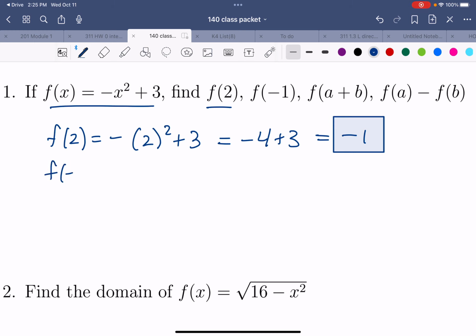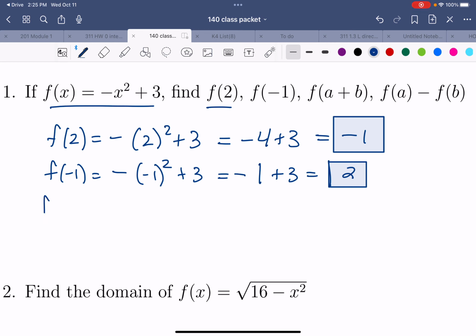Then they want f of negative 1. So that means I'm replacing my x with negative 1. Make sure that when you do that, you put your negative 1 in parentheses. This becomes the opposite of negative 1 squared, which is 1 plus 3, or positive 2.